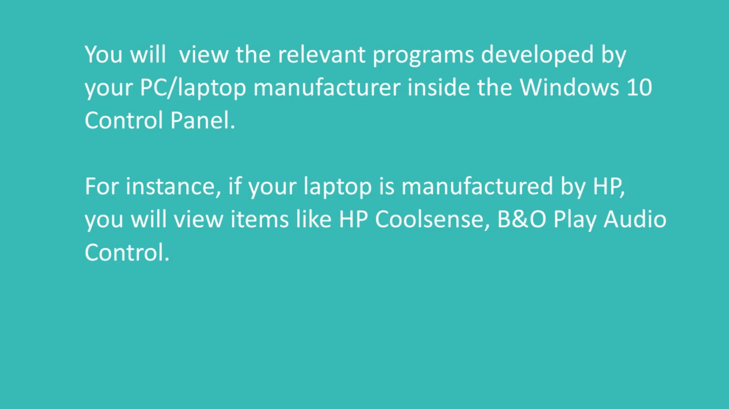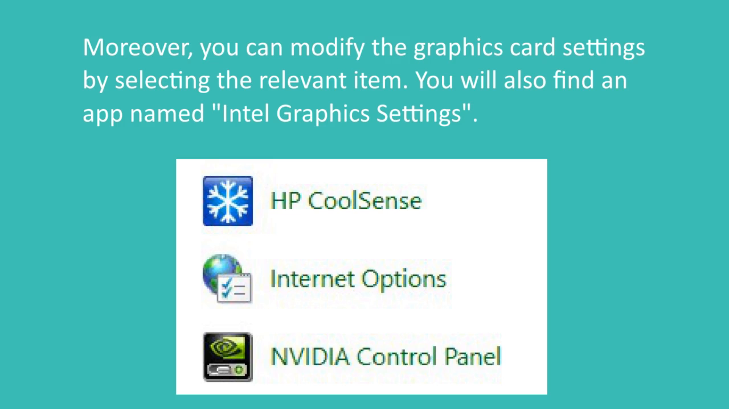You will view the relevant programs developed by your PC manufacturer or laptop manufacturer inside the Windows 10 control panel. So if you open the control panel, you will view the relevant programs developed by your laptop. For instance, if your laptop is manufactured by HP, you will view items like SP CoolSense, B&O Play Audio control, as you can see here.